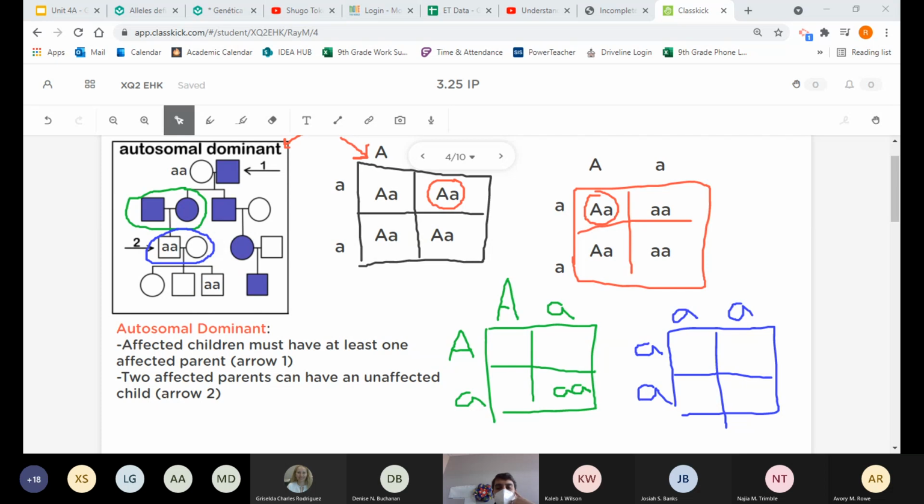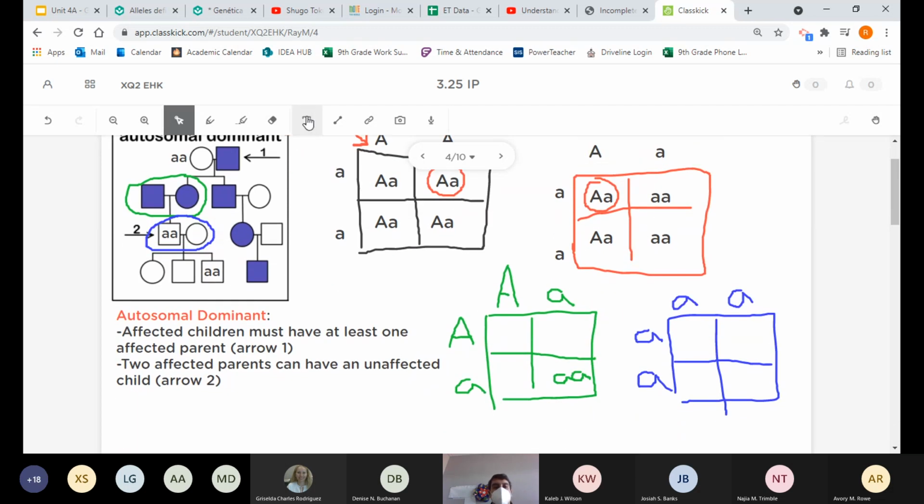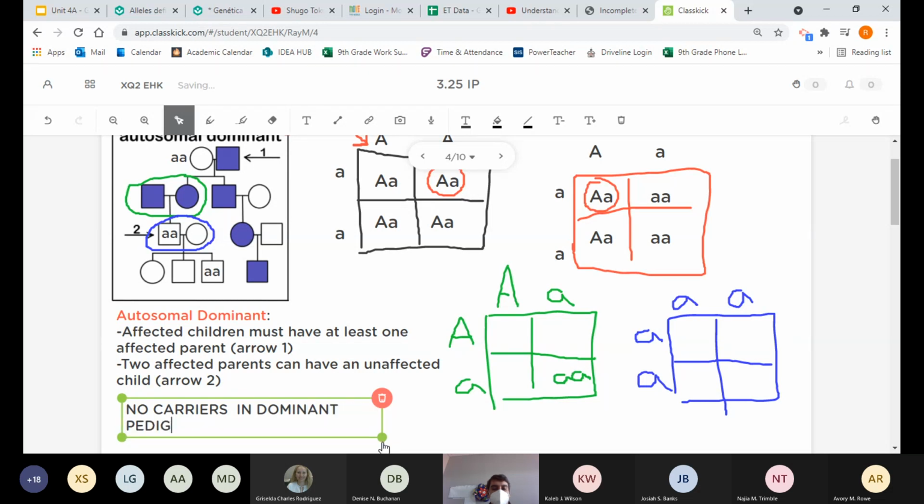And there you go. So that's what you would expect to see for a dominant inheritance pattern. And again, most important, no carriers. Dominant pedigrees.